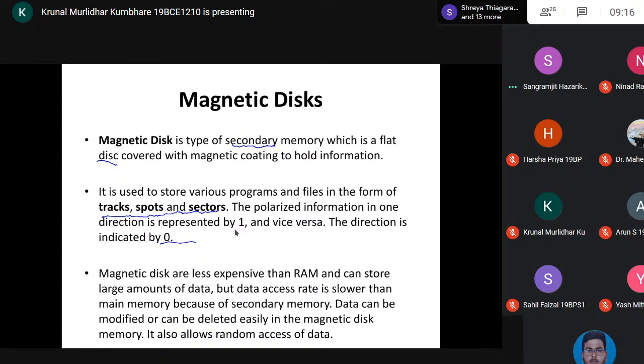Magnetic disks are less expensive than RAM, and as it is a secondary memory, the data access rate is slower than the main memory. Here in the magnetic disk, data can be updated, modified, deleted, etc. It also allows random access of data.